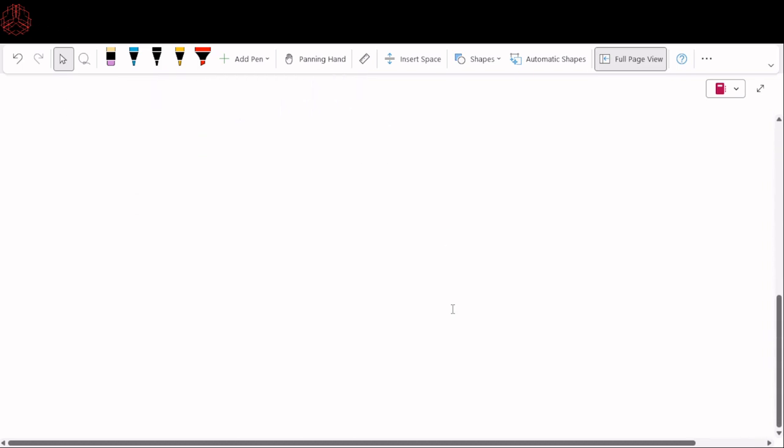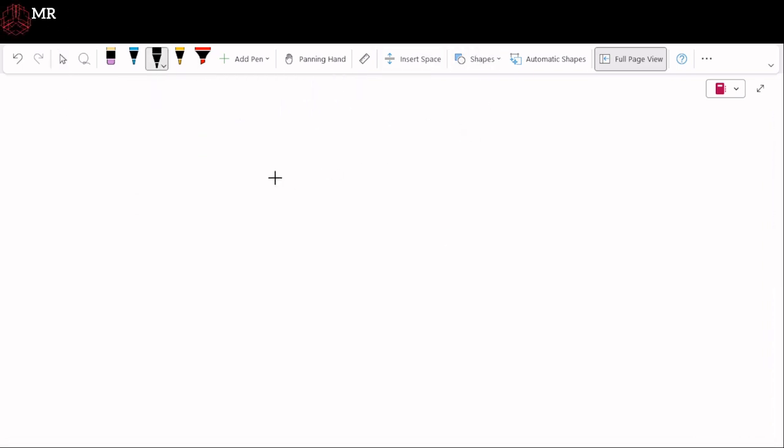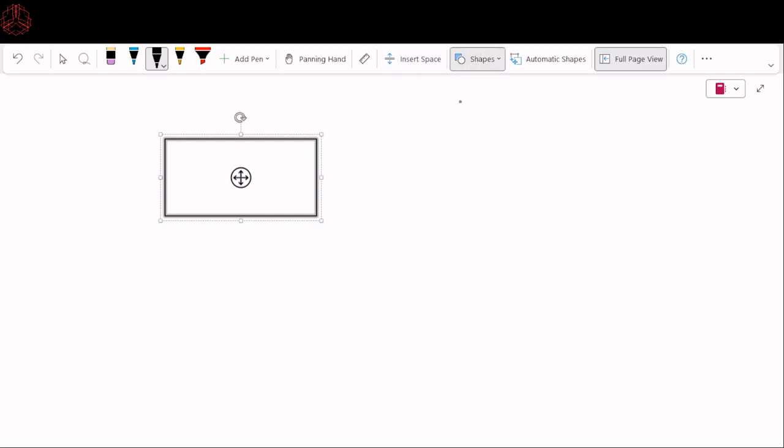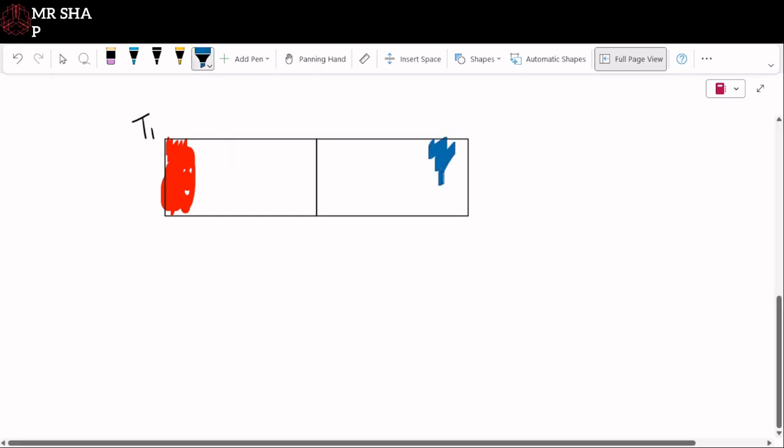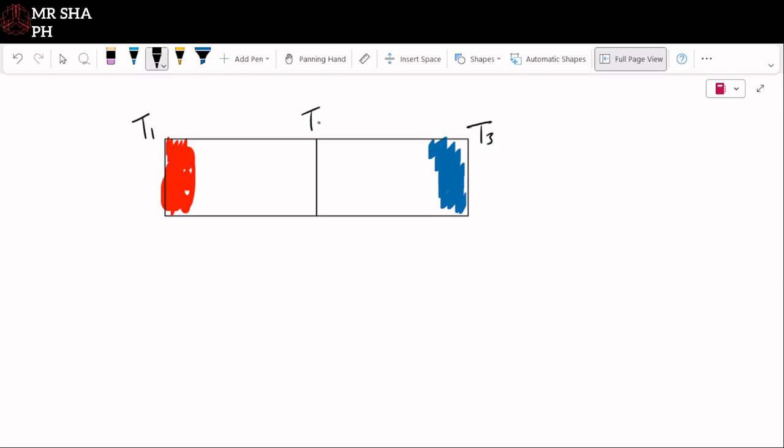I want to make a key point here. If you actually have two materials, and this is a very common question to ask, if you have two different materials, and then let's call this temperature 1, this is the hot side, and then you have temperature 3 at the end, and then you have temperature 2 in the middle at the interface. Let's say you have materials with K1 and K2.